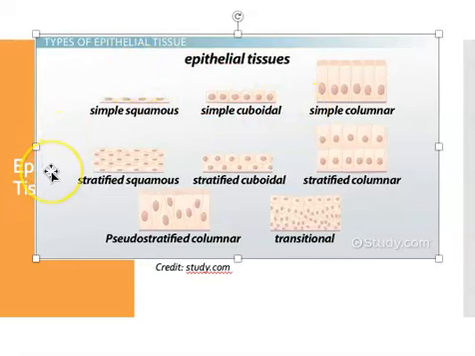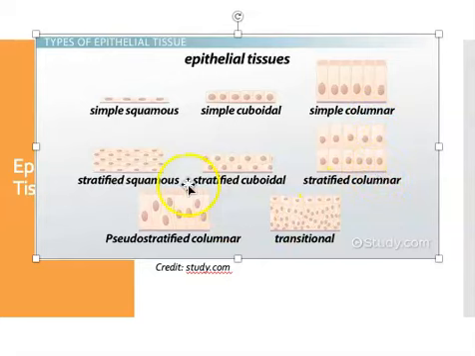Down in the center of the slide, you can see some representations of stratified epithelium. Remember, that word stratified means layered. So stratified squamous epithelium is very similar to simple squamous. The only difference is that there are multiple layers of these squamous epithelial cells. Stratified cuboidal, again, just has multiple layers of cuboidal shaped cells. Same thing with stratified columnar. There are layers of the columnar shaped cells.